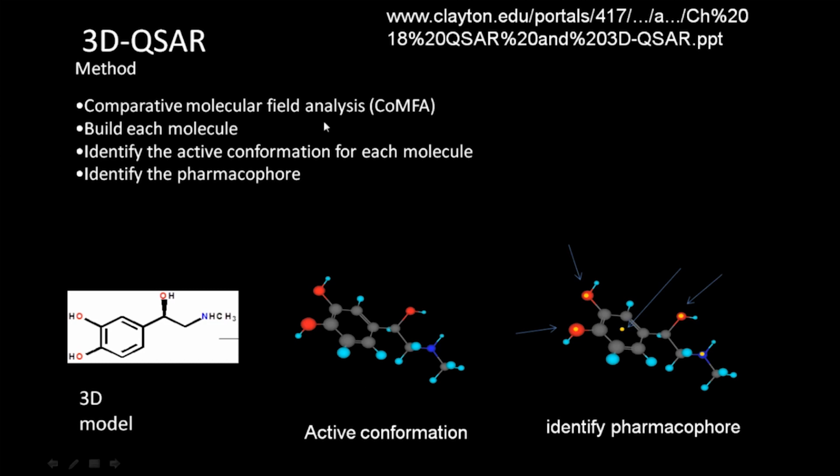So what do we do? Build each molecule, identify the active conformation for each molecule, and identify the pharmacophore. If you superimpose all of them, then it's easy. This knowledge was taken from this reference. You can have a closer look at it, and I would like to acknowledge that.